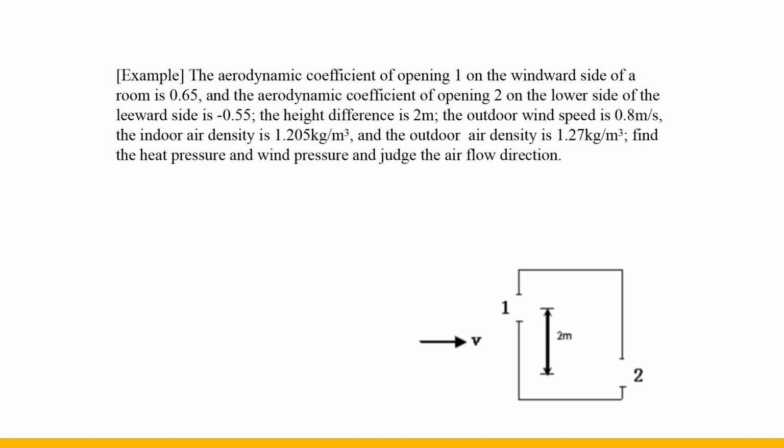and the aerodynamic coefficient K is minus 0.55. The height difference between the two openings is 2 meters. Outdoor wind speed is 0.8 meters per second. And the indoor and outdoor air densities are 1.205 kg per cubic meter and 1.27 kg per cubic meter respectively. It is necessary to find the heat pressure and wind pressure and judge the airflow direction.